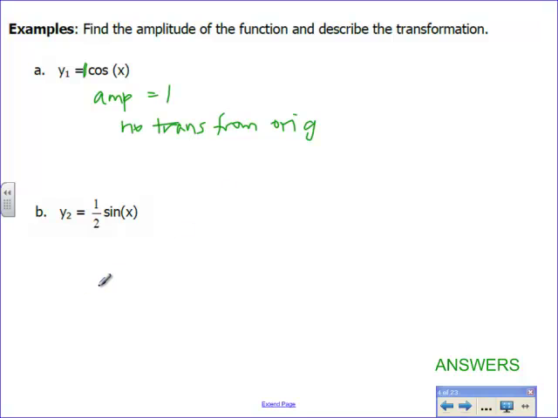In B, you've got 1/2 sine of x. The 1/2 out front is going to cause a vertical shrink times 1/2. Vertical shrink times 1/2 is going to cause the amplitude to now be 1/2. Okay, so we're looking at a graph that is now half the height that it used to be.